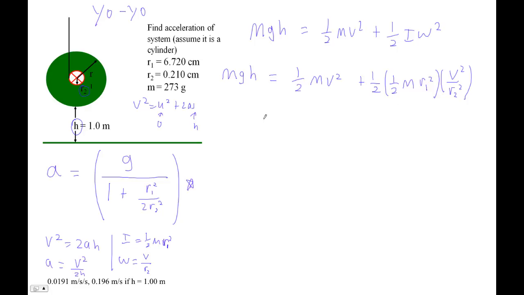Okay, so let's let the dust settle here. mgh is 1/2 mv squared, and then 1/2 and 1/2 is 1/4. The r's don't cancel because they're different radiuses, so we've got r1 squared over r2 squared, times v squared.